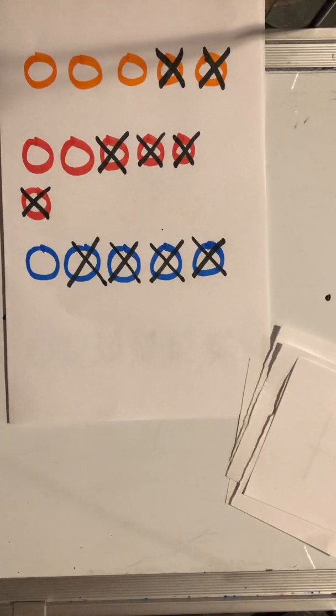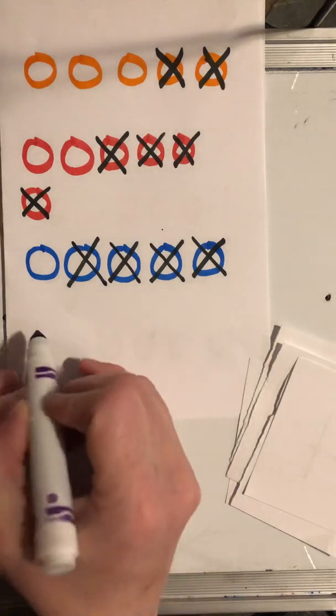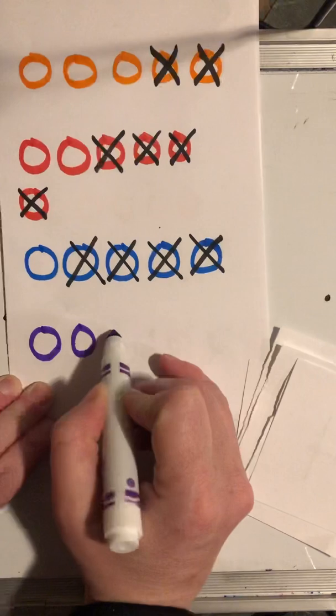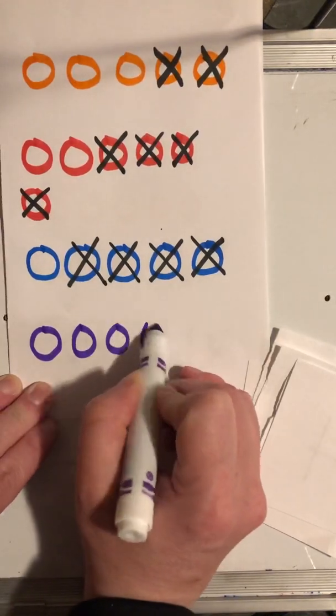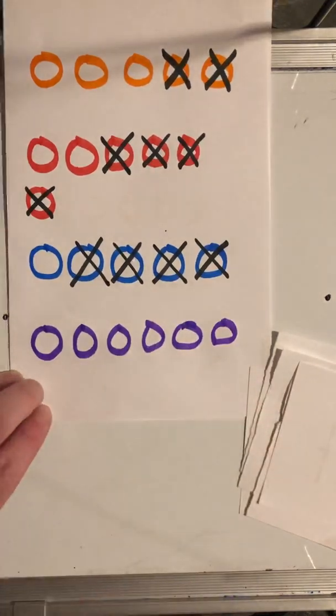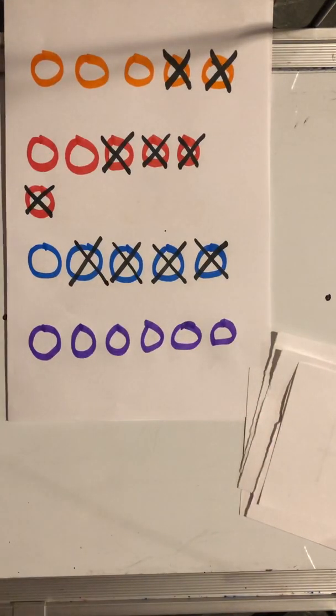So let's think about, I'm just gonna draw 6 circles. You could draw 6 circles, you could draw 5 circles, you could draw 7 circles. But I'm gonna draw 6 circles. And then what I'm gonna do is I'm gonna pick a number.